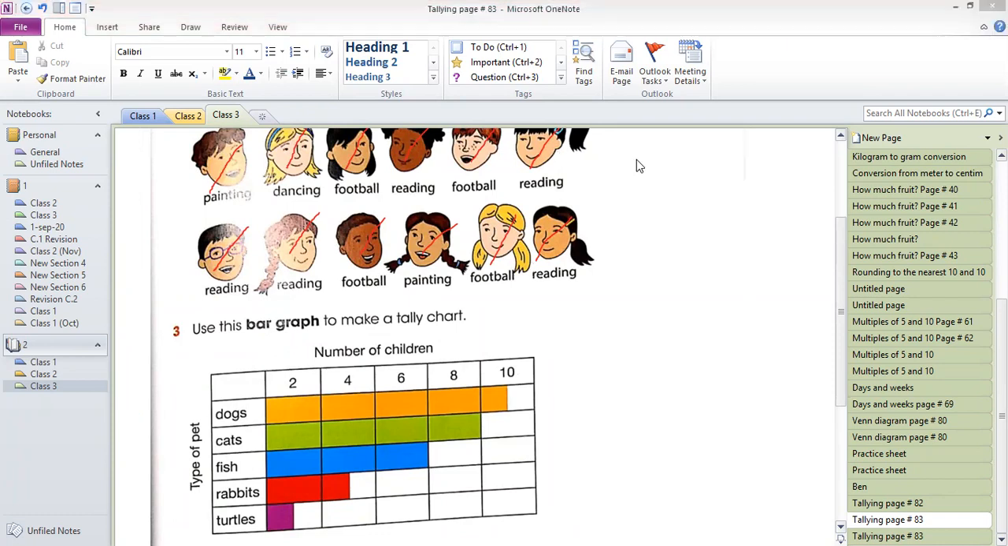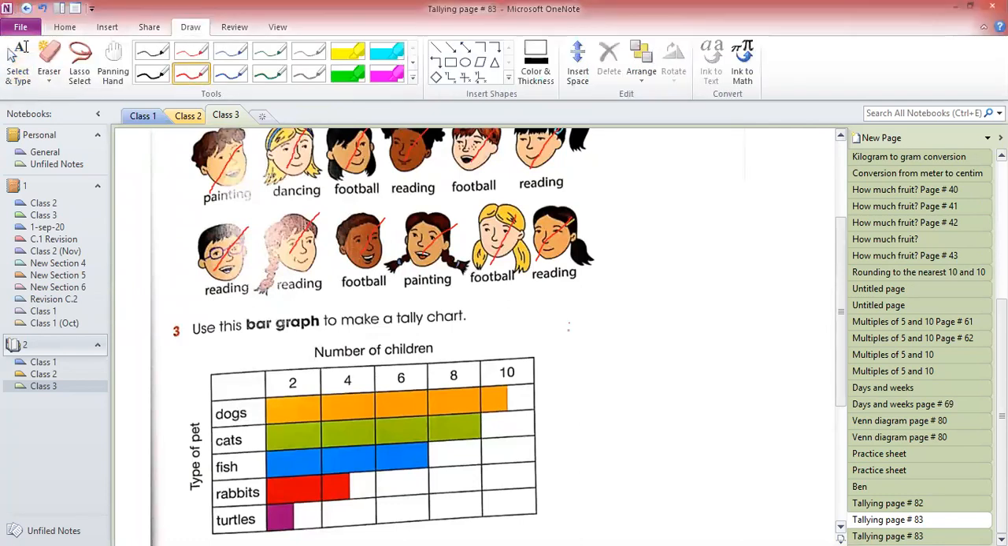Exactly, guys. What is half of 2? That is 1. If I ask you how many children are having dog as a pet, so you will say, sir, 2, 4, 6, 8. But it is not 10 because it is half. So you will say, sir, it is 8 plus 1. 8 plus 1 equals to 9. So you will say, sir, there are 9 children who are having dog as a pet.